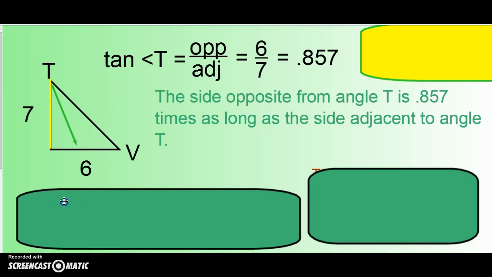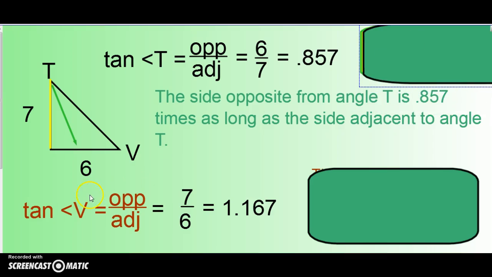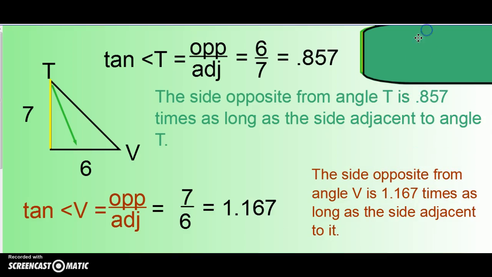And then continuing on, here you would say the tangent of angle V, opposite is 7, next to it is 6. Change that in your calculator and you get 1 and 167 thousandths, and then the describing is the same. The side opposite from angle V is 1 and 167 thousandths times as long as the side adjacent to it.